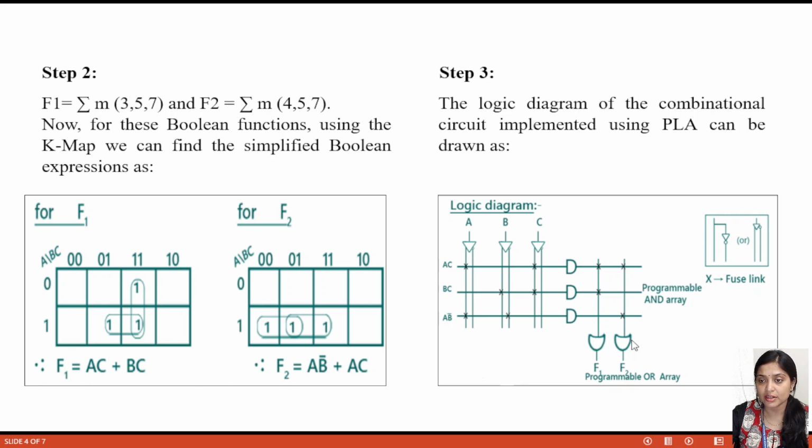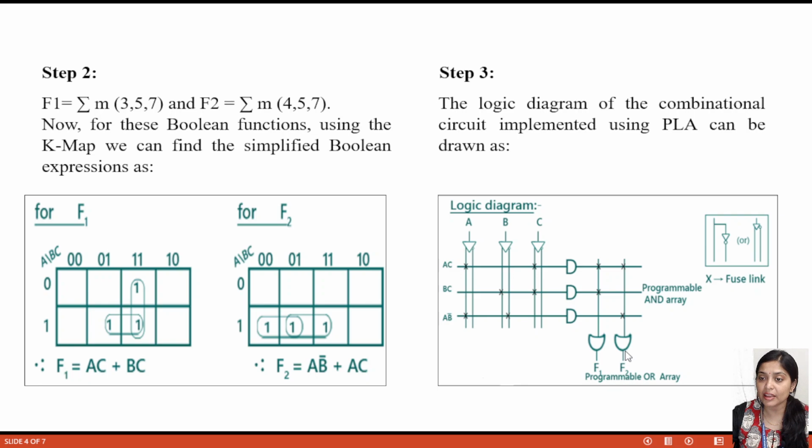Now we have to find the two outputs, F1 and F2. So two OR gates are there. In the OR gate for F1, one component is AC, so we make a cross here. Another component is BC, so we make a cross here. We will not make a cross on the A B bar line because there is no A B bar component in F1, so we don't touch this line. This cross means the connection. So F1 is AC plus BC.